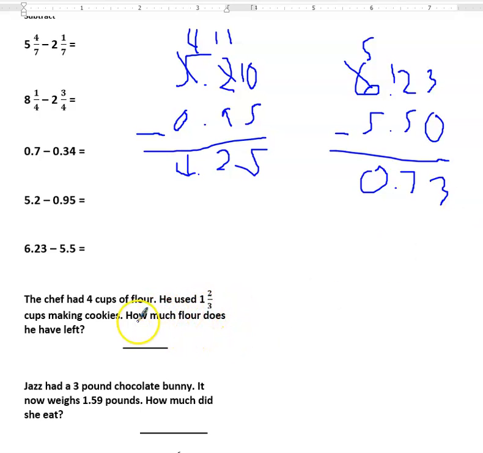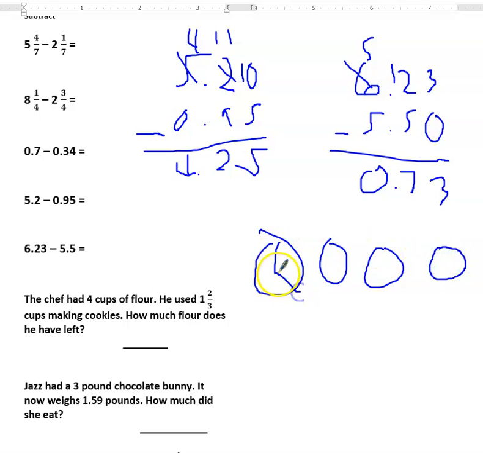Chef had 4 cups of flour. He used 1 2/3 cups making cookies. How much flour does he have left? So I need 4 cups to start with. And they are cut into thirds because he's going to use 1 2/3. So I know everything's about thirds. So I'm making 4 whole ones. Shading them in real fast. And then now I need to get rid of 1 whole one and 2/3 of one. Count what's left. There's 2 full ones and 1/3.